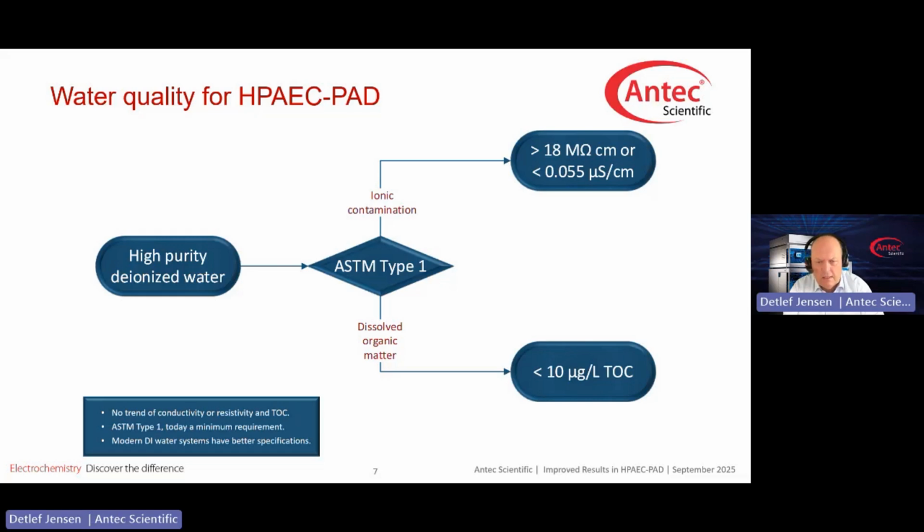Here we summarize the minimum requirements for DI water. It should have a resistivity above 18 megaohm, addressing ionic contamination, and it should have a TOC below 10 micrograms per liter, addressing the dissolved organic matter. Consider this ASTM type water specification as minimum requirements. Why? Because modern DI water systems will provide water with higher resistivity and lower TOC.